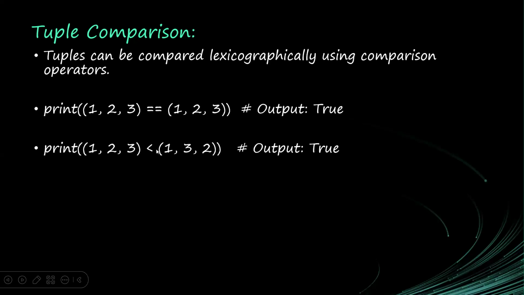But if you look at (1, 2, 3) less than (1, 3, 2): at index 0, 1 and 1 are equal, they are not less than. Then 2 and 3: is 2 less than 3? Yes, it is less than. So that is why (1, 2, 3) is less than (1, 3, 2), and it is true.